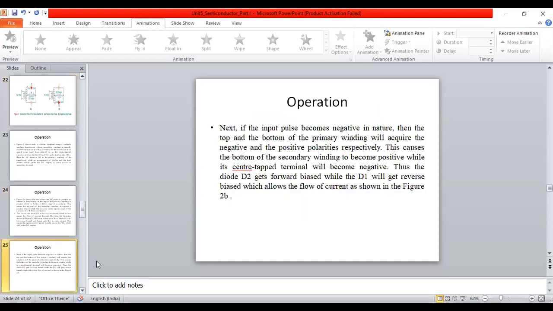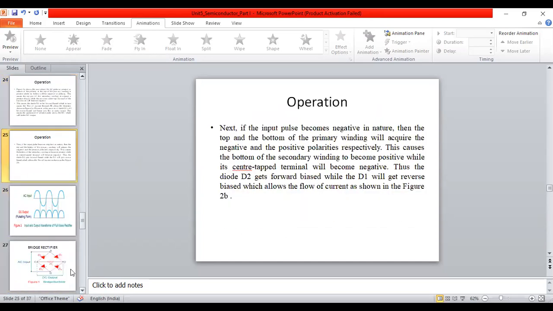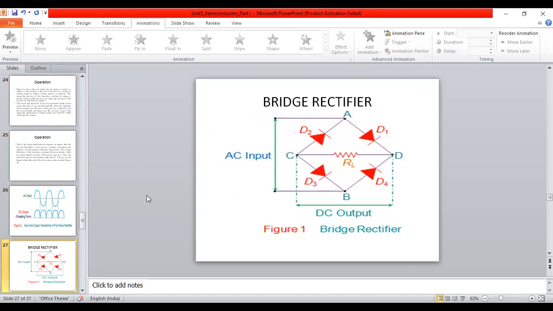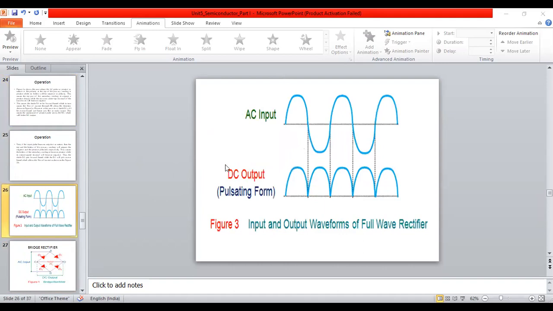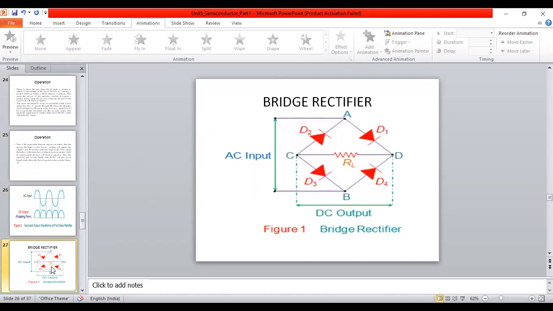Next, are there any doubts up to here? Full wave rectifier. Yesterday's class, no doubts, sir. Whatever we have explained up to here was in yesterday's class only. So now we will go to the new topic, which is called the bridge rectifier.